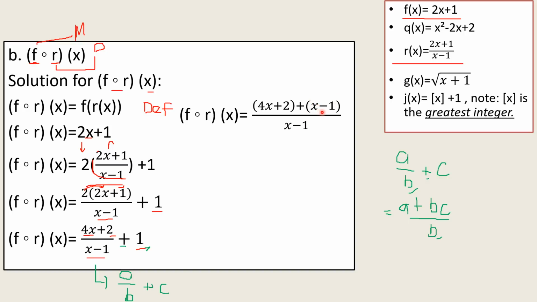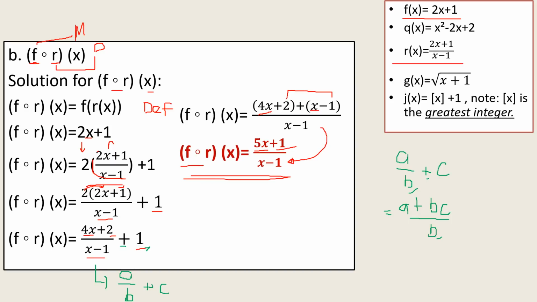Next process is simplification. We simplify this. I'll use the pen. 4x plus x is equal to 5x. Then 2 minus 1 is equal to positive 1. Then the denominator, we just copy. Can we still simplify this? No more.